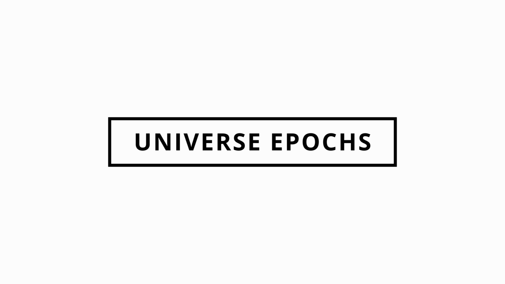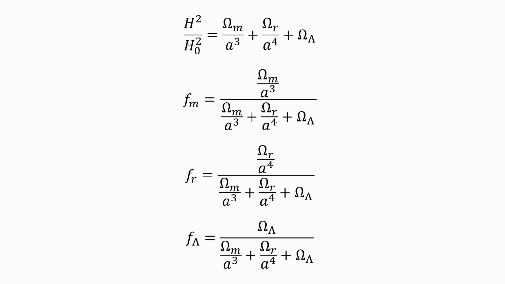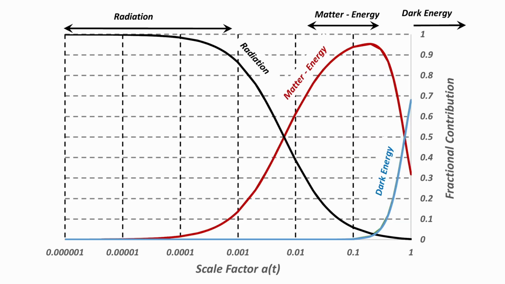The universe expansion is divided into several epochs depending on which matter-energy effect dominated the universe behavior. Assuming a flat universe, we can define the fractional contribution for each term to the lambda CDM model as the fractional contribution of each term can be represented in a graphical form as a function of the scale factor.